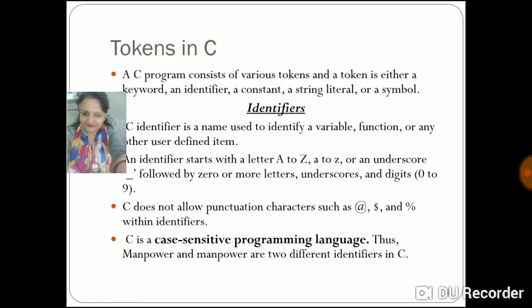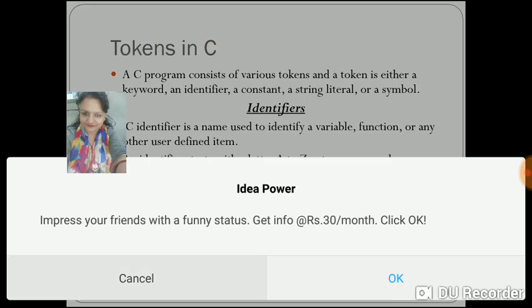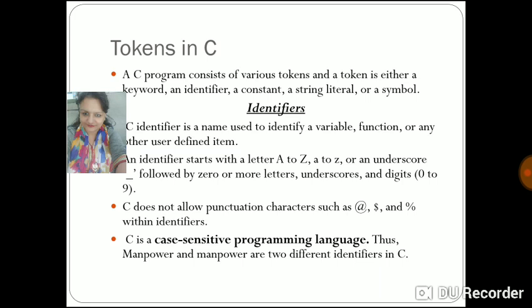A C identifier is a name used to identify a variable, function, or any other user-defined item. An identifier starts with a letter A to Z or a to z or an underscore, followed by zero or more letters, underscores, and digits 0 to 9. C does not allow punctuation characters such as @, $, and % within identifiers.